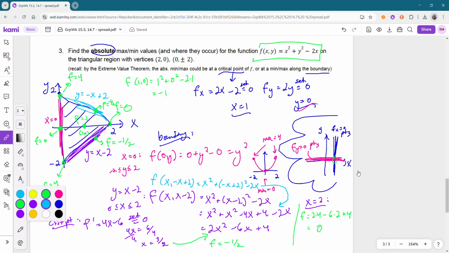And with that, we have all the possible points where our absolute min or max could be hiding. We just have to look for the biggest and smallest. Looks like the biggest are on the left-hand corners of our triangle, and the smallest is -1 happening in the middle here. So here we have our absolute maximum values of 4 happening at 0, -2, and 0, 2. An absolute min value of -1 happening at the point 1, 0.